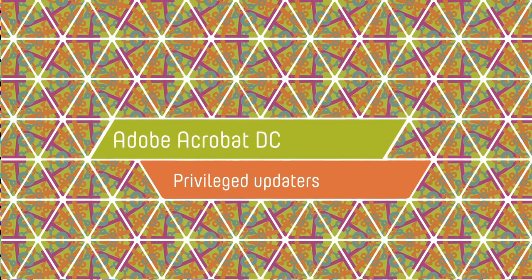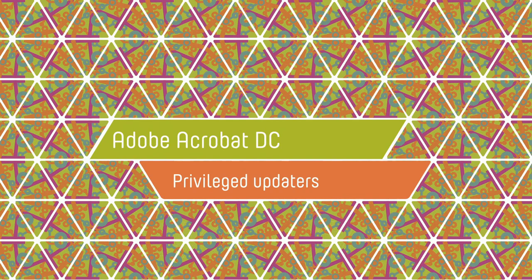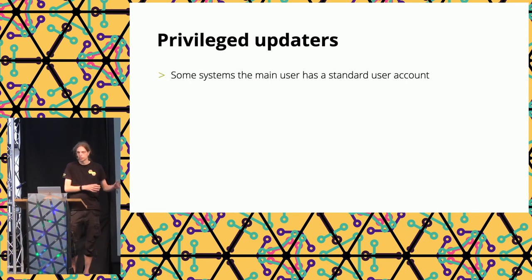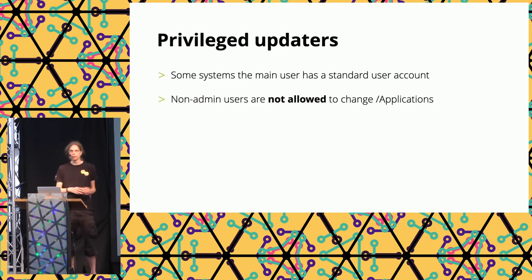The next one is about Adobe Acrobat and privileged updaters. There are some instances where Macs are being used by people with a normal user account instead of an admin user account. For example, maybe a kid who has a computer, but their parents have an admin account, or maybe a computer in a school or something like that.